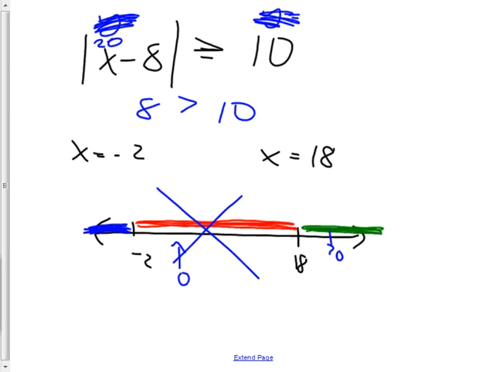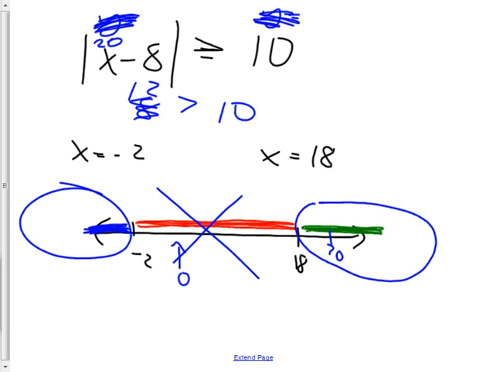All right, 20 minus 8 is 12. Absolute value of 12 is 12. Is 12 greater than 10? Yes, it is. So it works. So everything in here works. That's one of my areas that works. Now I'm going to try something else. This other area down here, what should I test for that?